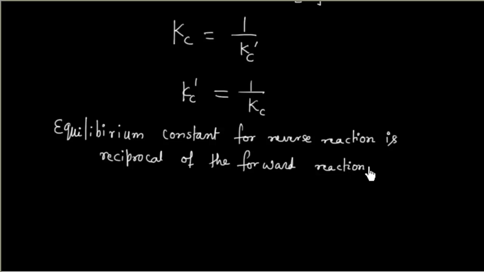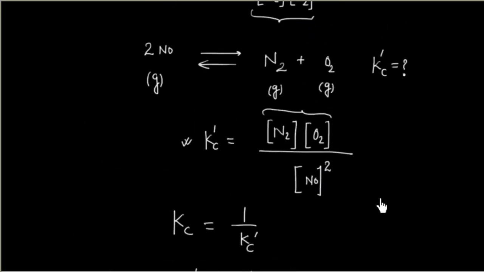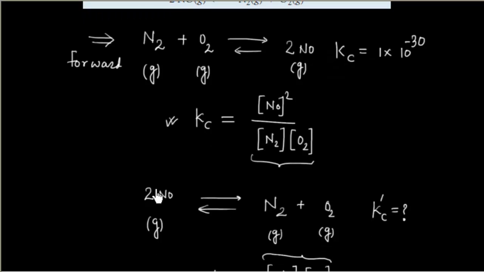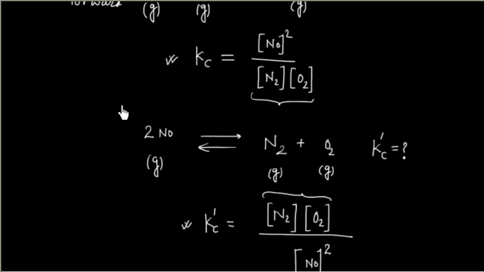And what is the meaning when I say reaction in the forward direction, in the reverse direction? So this written reaction is forward. So if I read from left to right, we are calling this forward. If I am reading from right to left, that is reverse, that is 2NO, N2 and O2. So I am calling this reaction a reverse reaction.